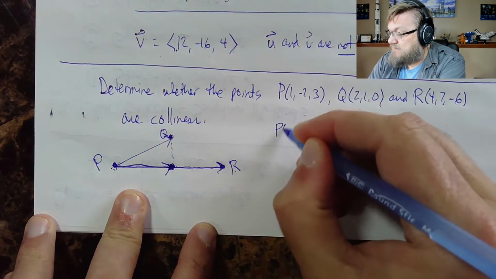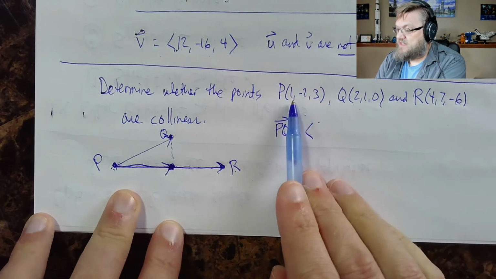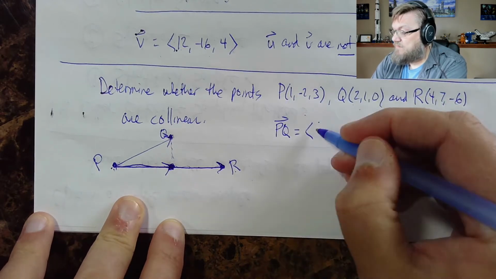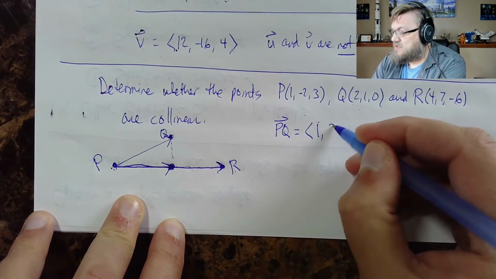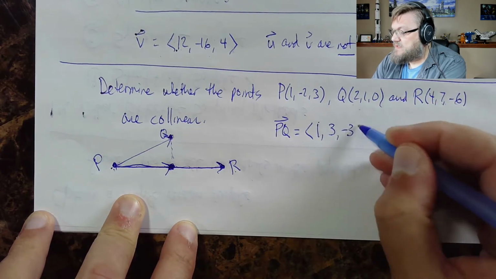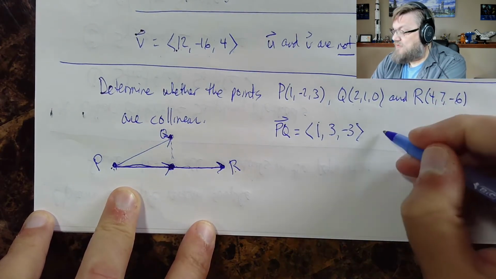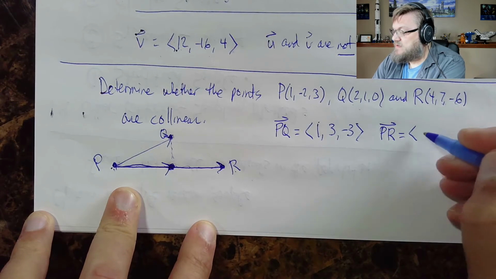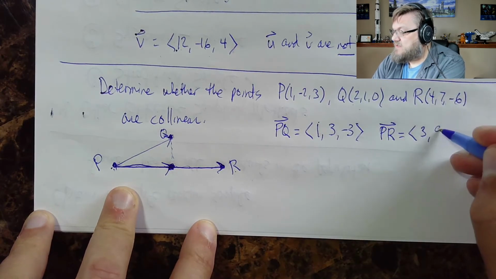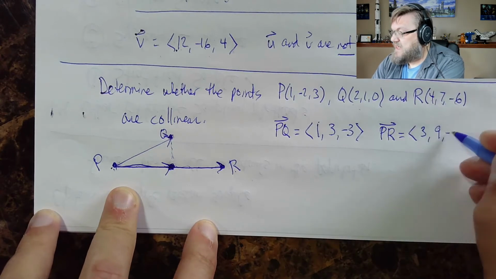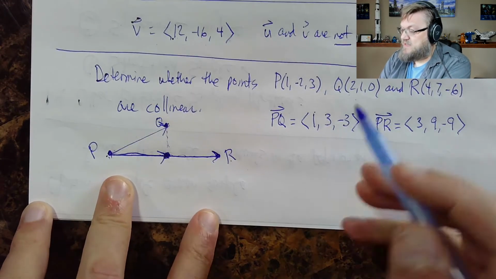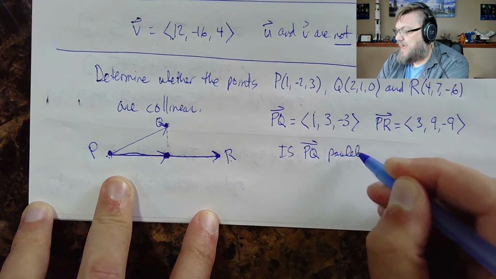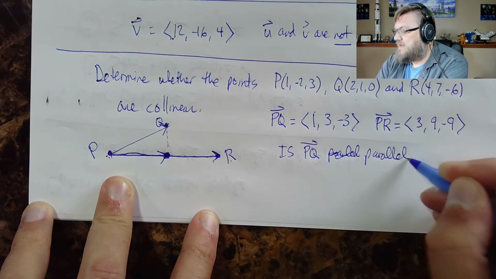So I'm going to form PQ. PQ is the vector, so this is the initial point. This is the terminal point. So I'm going to do terminal minus initial, so 2 minus 1, comma, 1 minus negative 2, just 3, 0 minus 3, just -3. I'm going to form PR, which again, terminal minus initial, 4 minus 1, 3, 7 minus negative 2, 9, -6 minus 3, -9. And now I ask the question, is the vector PQ parallel to PR?